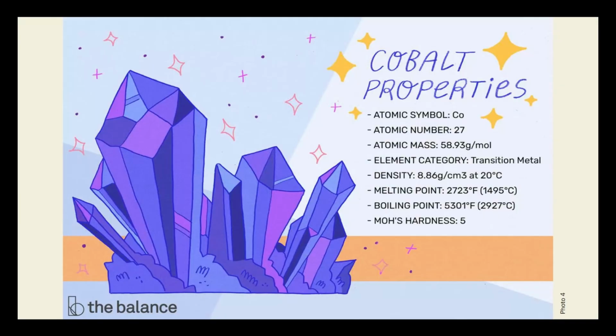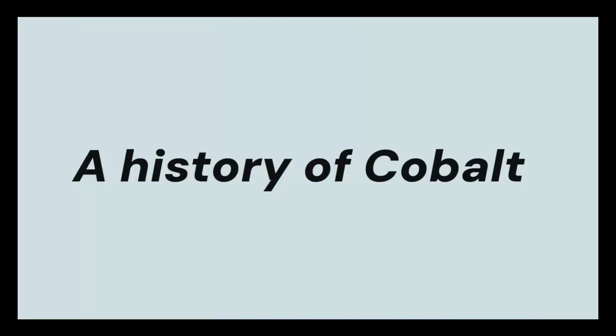So some properties of cobalt: it has a melting point of 2,723 degrees Fahrenheit, a boiling point of 5,301 degrees Fahrenheit, and a hardness of 5. So let's get into some of the history of cobalt.